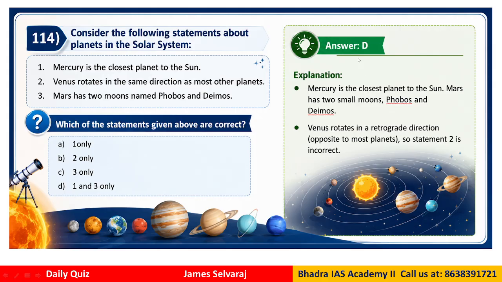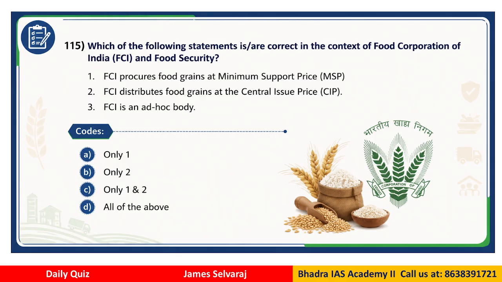So here the correct answer is D, right? That is 1 and 3. Because the problem is with this one, Venus. Venus rotates in the same direction. This is not correct. Actually, Venus rotates in the opposite direction, the retrograde direction. So when you are preparing for competitive exams, these are very basic geography or basic science things we need to know.